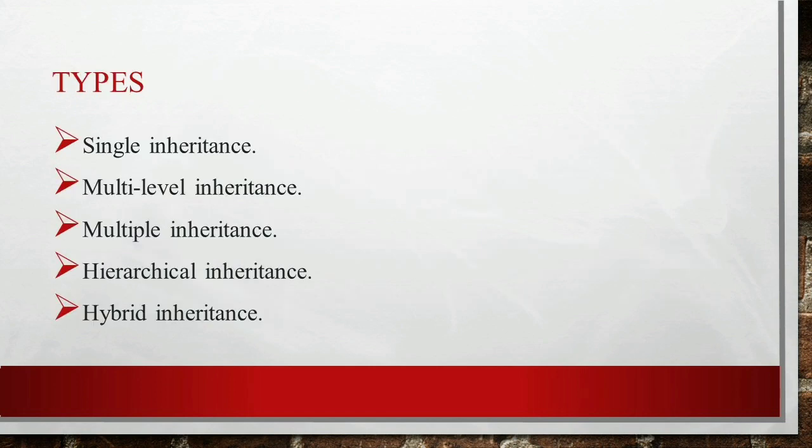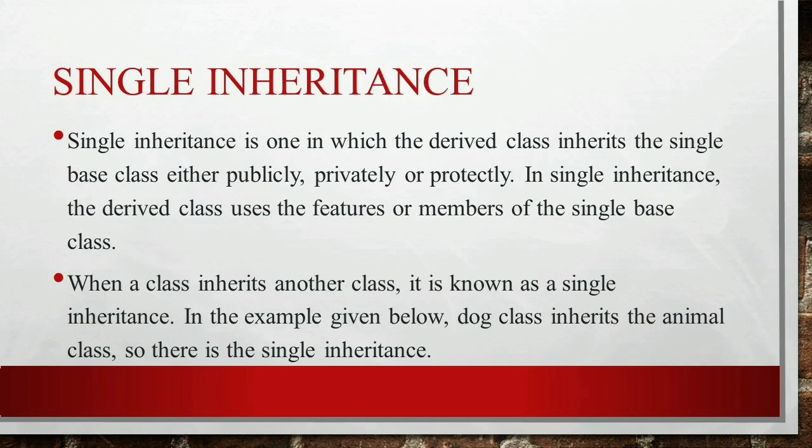Next is, what are the types of inheritance? There are 5 types of inheritance: single inheritance, multi-level inheritance, multiple inheritance, hierarchical inheritance, and hybrid inheritance. Next we are looking at what is single inheritance.